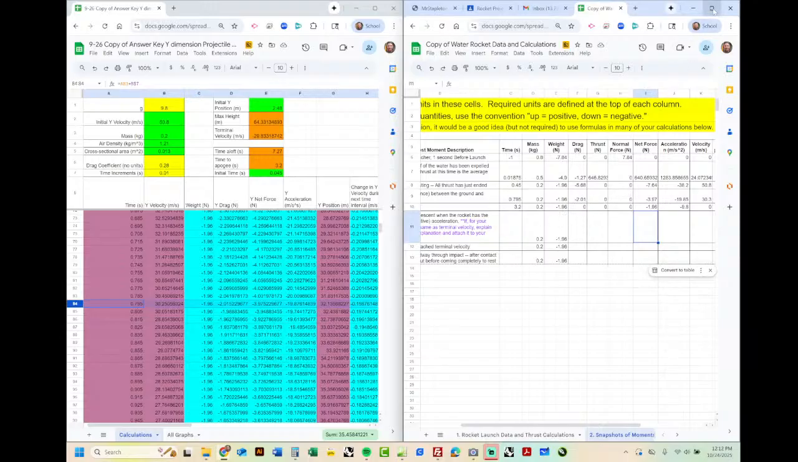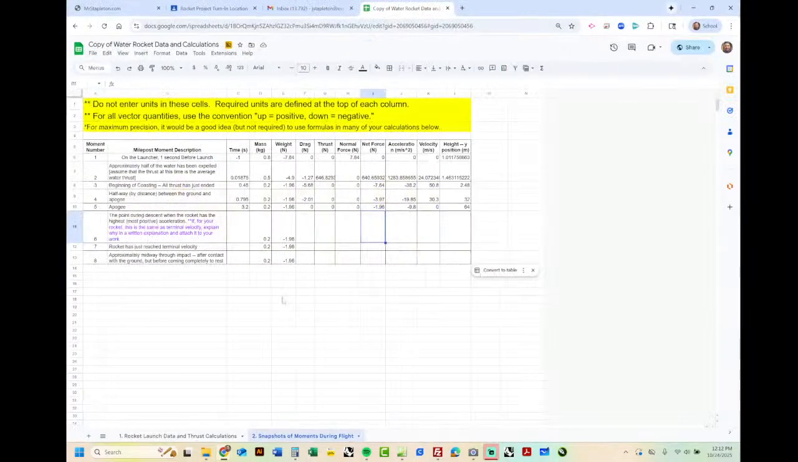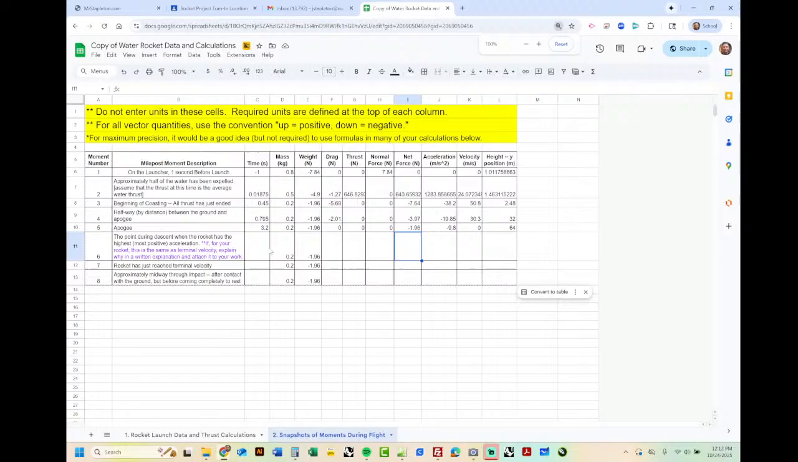Now, this next one, we're just going to have to take some guesses here. So the point during descent when your rocket has the highest, most positive acceleration. Where is that?